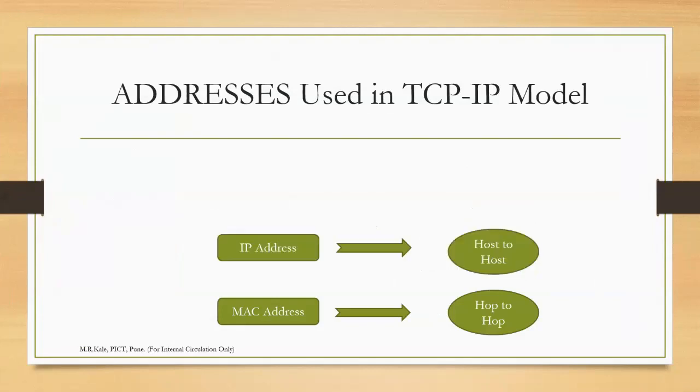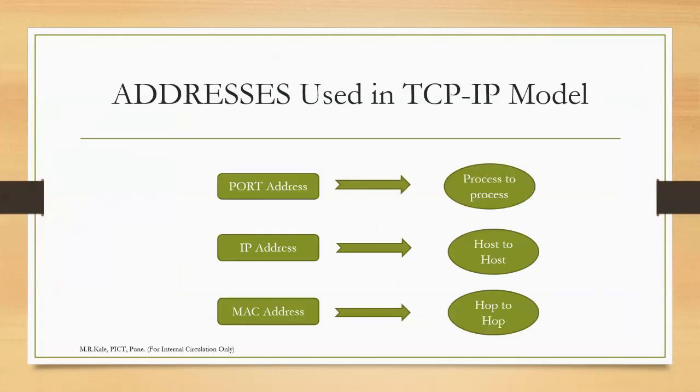At the network layer, we have IP address, which is nothing but a logical address. At the transport layer, we have port addresses. And at the application layer, we have specific addresses or URLs. In this session, we are going to see the significance and uses of these addresses.